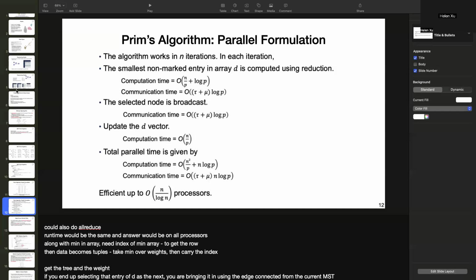And then this last step is sufficient up to n over log n processors, and the way that you figure that is you try to find the setting of p that equalizes these in an asymptotic sense. Because efficient means the communication is dominated by the computation.